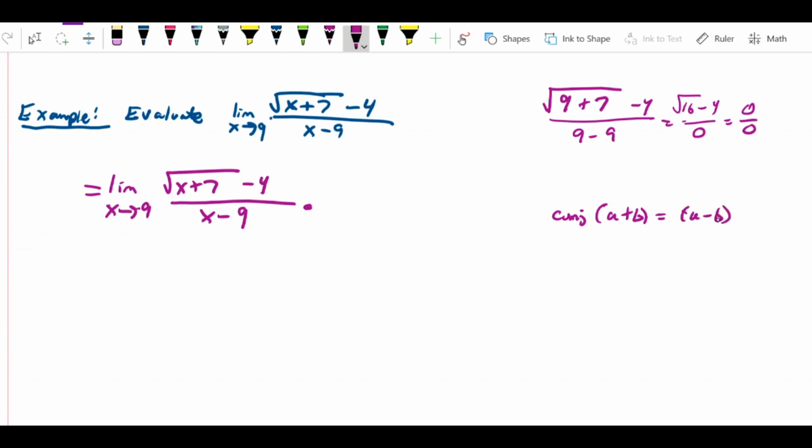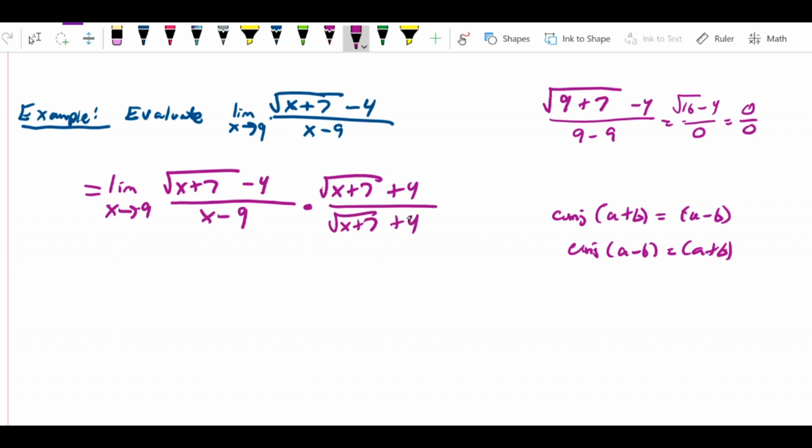So here, what we have is the square root of x plus 7 minus 4. By the way, this works in the other direction too. We can say the conjugate of a minus b is equal to a plus b. So we multiply by the square root of x plus 7 plus 4 over the square root of x plus 7 plus 4.